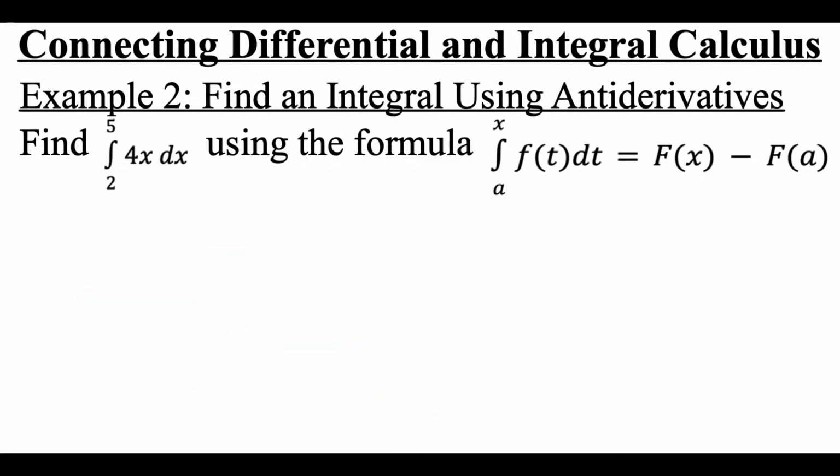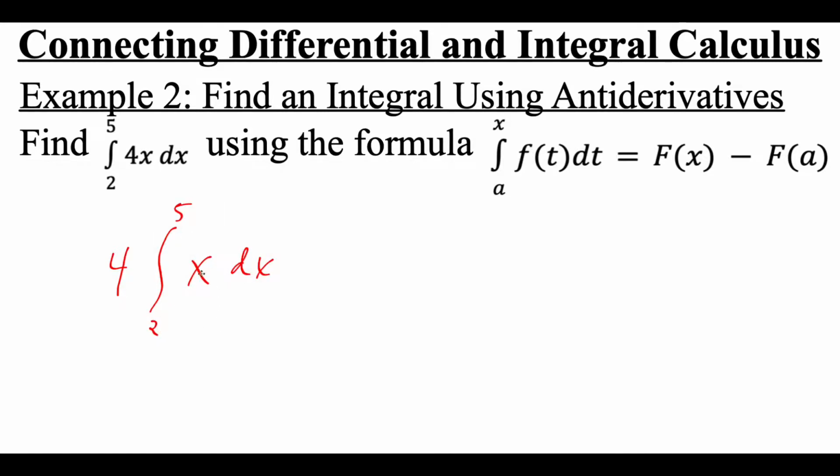Now looking at this example, we're going to find the integral of 4x dx from 2 to 5. Now before I go too far on this one, I'm going to use a property of integrals to take this 4 that's attached to the x and move it out to the front. So it's going to be 4 times the integral of x dx from 2 to 5.